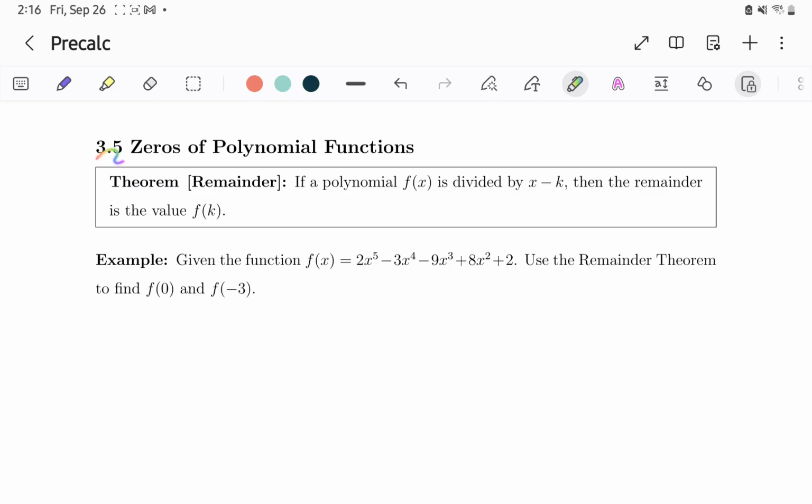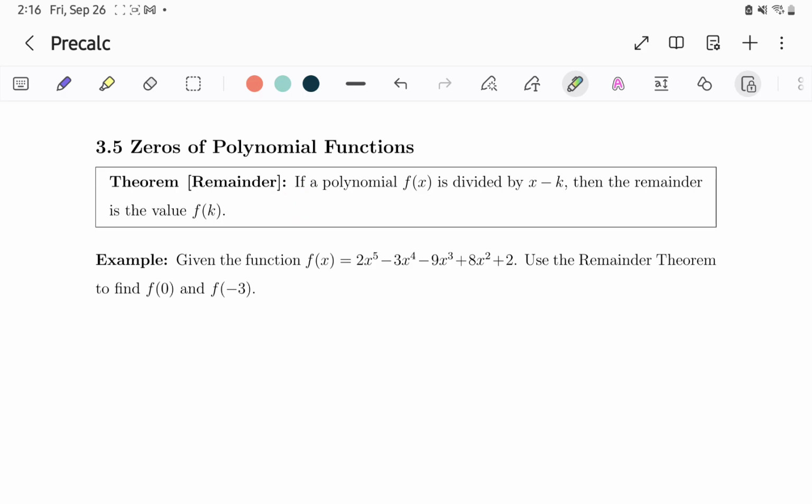All right, in this video, we are going to be going over section 3.5, zeros of polynomial functions. So we've already talked about the intermediate value theorem and how we can use the theorem to help us locate where the zeros of a polynomial could be. Like we can use it to determine if there is a zero between two values a and b.